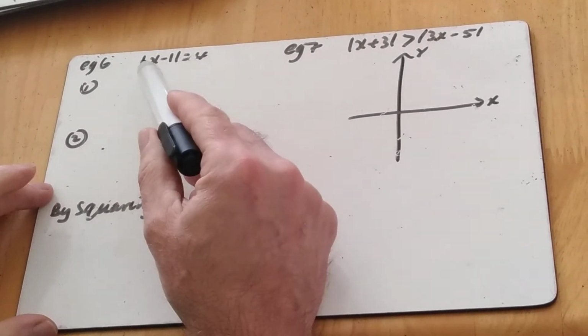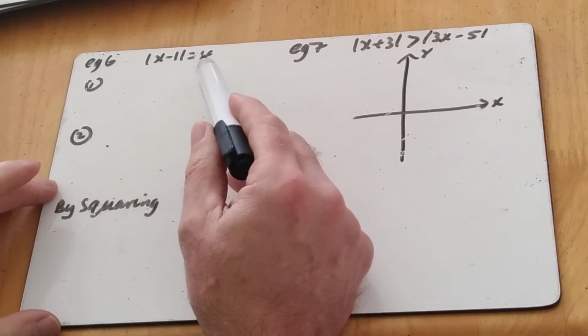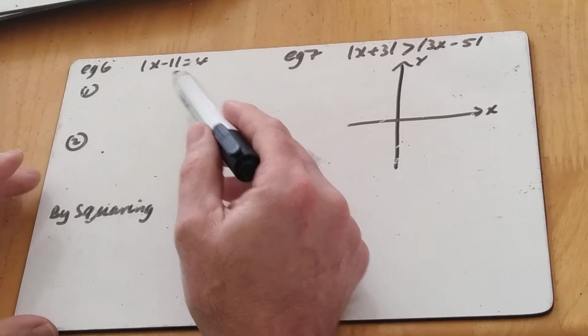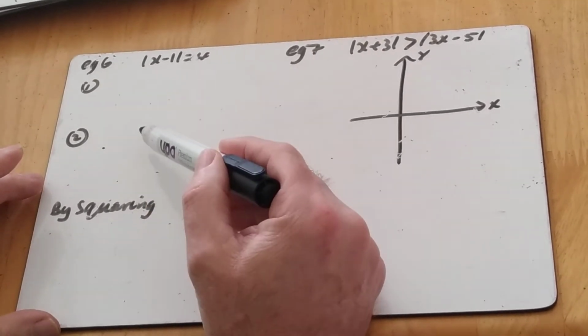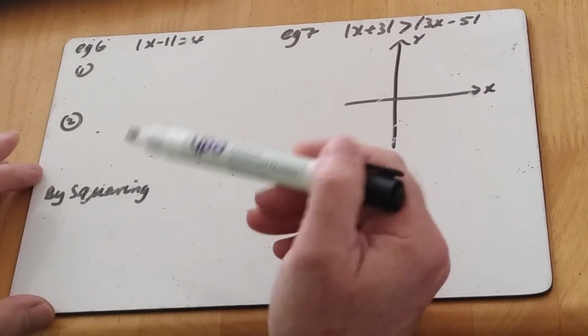And the last couple is to do with solving equations and solving inequalities. So example 6 says solve x minus mod of x minus 1 is equal to 4. Two ways of doing it. One is by solving two different equations, and the second one is by squaring.